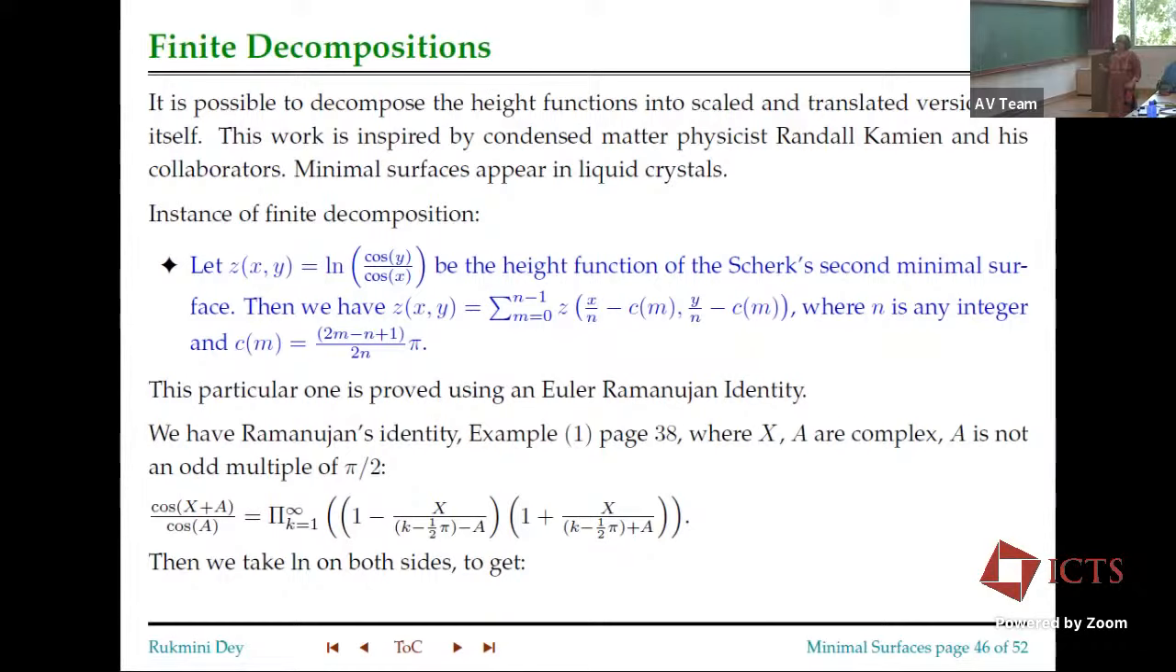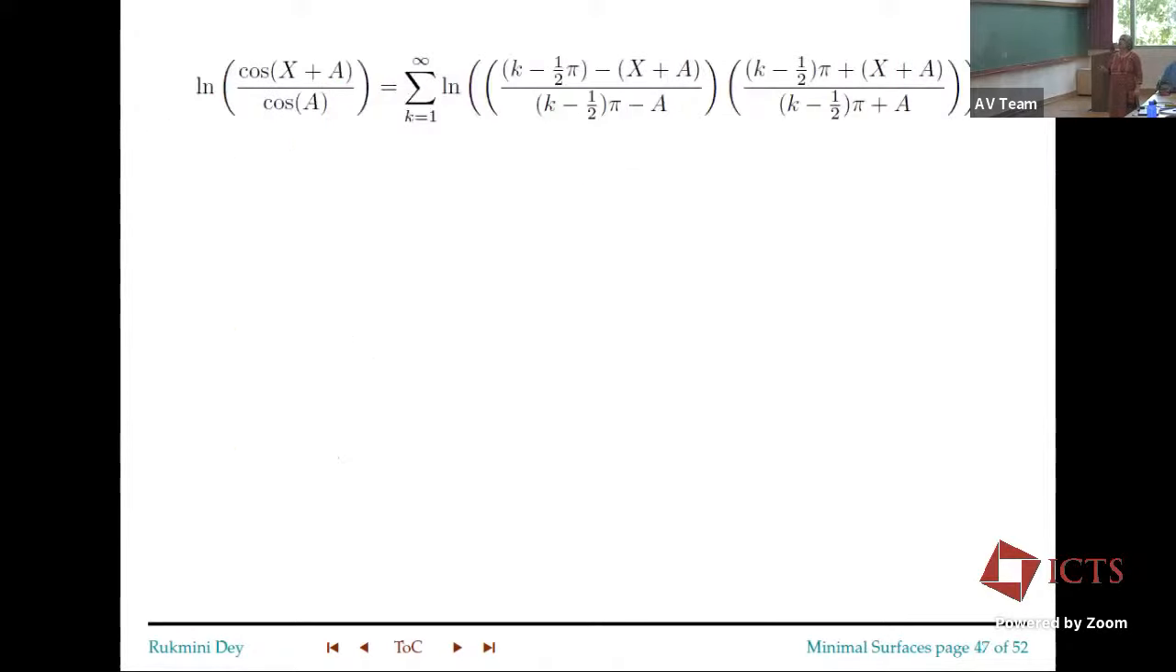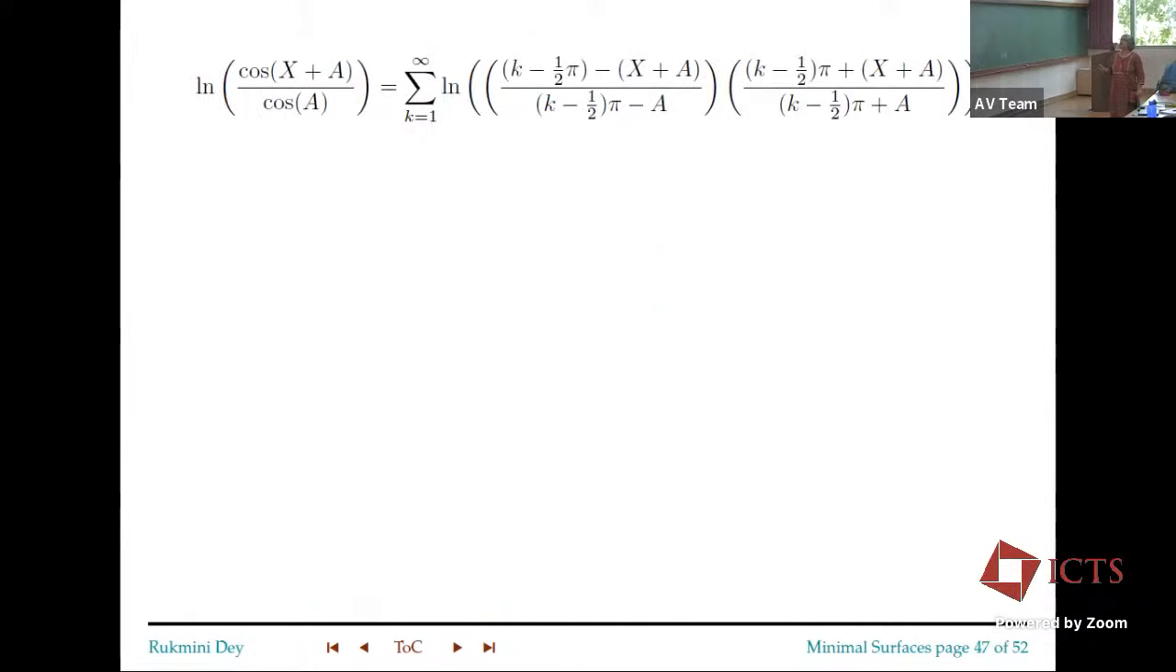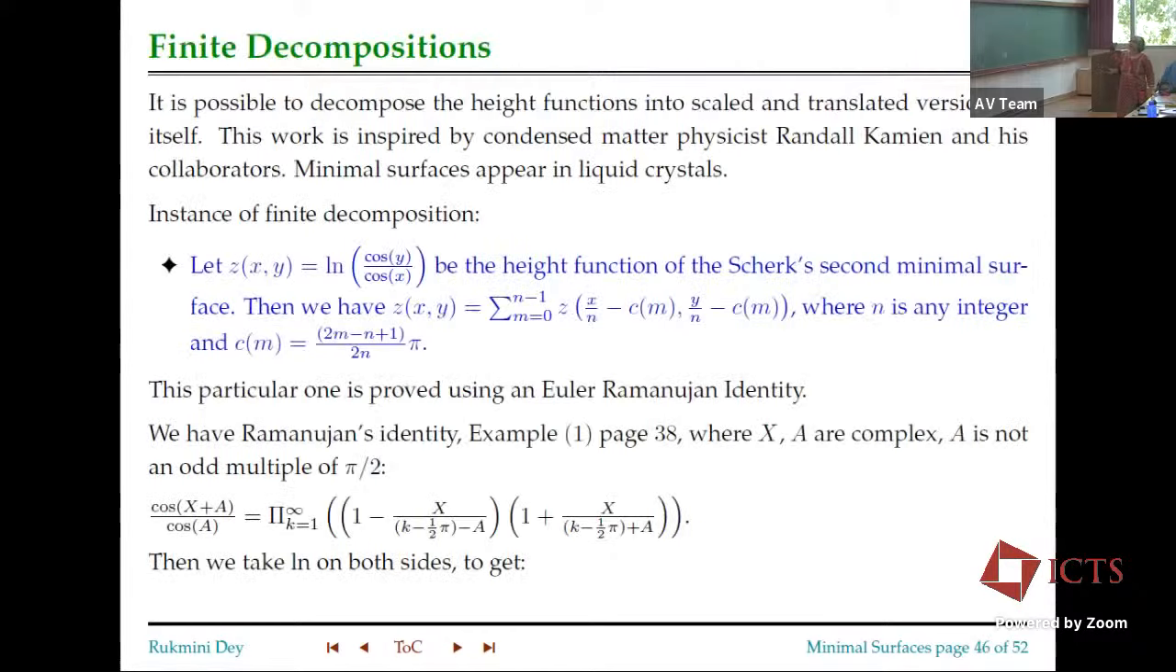So again, this can be proved by using an Euler Ramanujan identity like this. Cos x plus a by cosine a is a product of k goes from 1 to infinity, this quantity. So taking ln on both sides, this is a convergent series, and using that you can prove these. And again, this will have applications in liquid crystals.